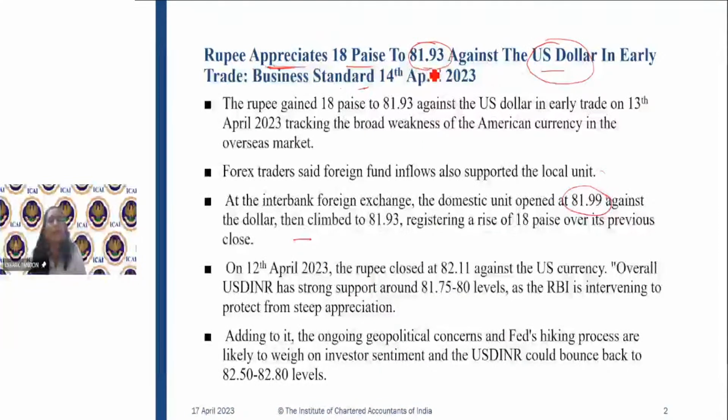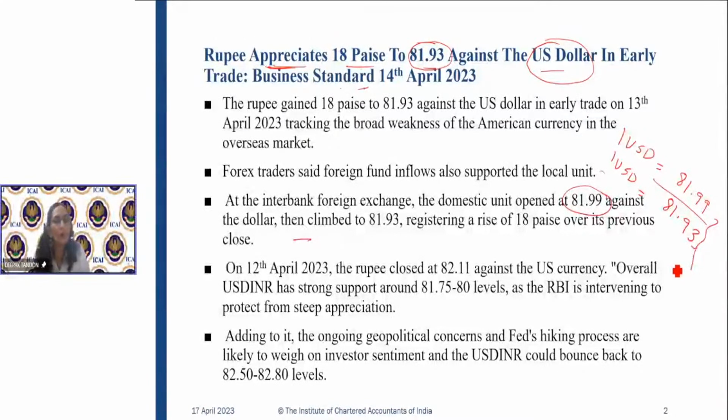That means if you have to buy $1, prior to this how many rupees did you have to forego? Earlier you had to pay 81.99. If you take $100, then 81.99 into 100. That much amount of rupees you had to forego for getting $100 or 1 USD. But now the rate is 1 USD equal to 81.93. That means the rupee has become strong. That means the rupee has appreciated.